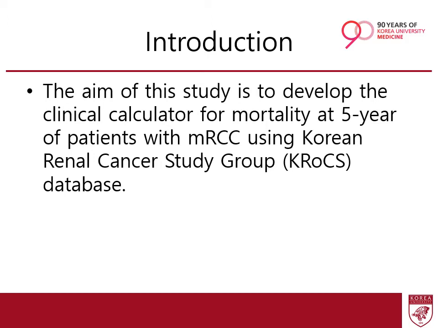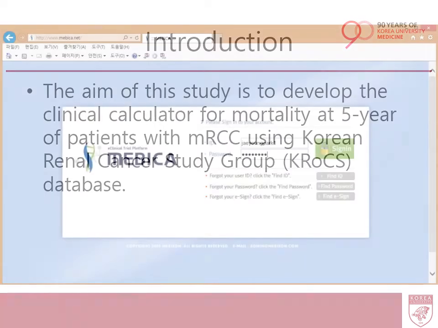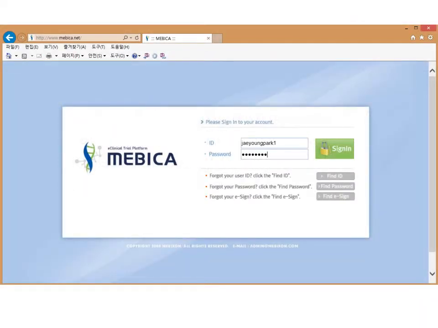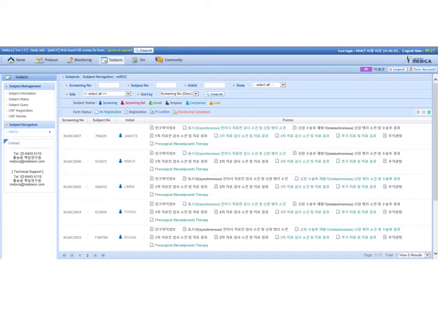The aim of this study is to develop the clinical calculator for mortality at 5 years of a patient with mRCC using the Korean Renal Cancer Study Group (KRoG) database. KRoG's database contains individual data on patients with metastatic RCC enrolled in 9 hospitals. It was established based on a website system since 2013 to produce major analysis to improve understanding of mRCC. The KRoG database comprises patient demographics, TNM stage and pathology type of synchronous, metachronous metastasis case, lab result, and drug agent of first line, second line, third line treatment, the details of additional treatment, pre-surgical therapy, and follow-up data.